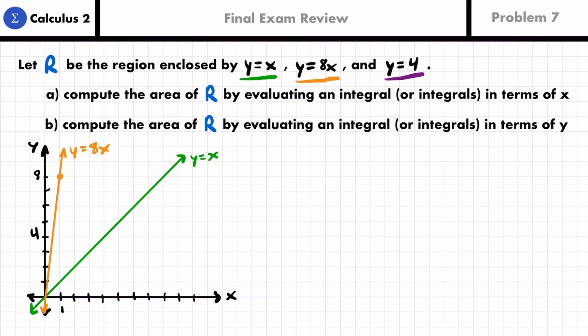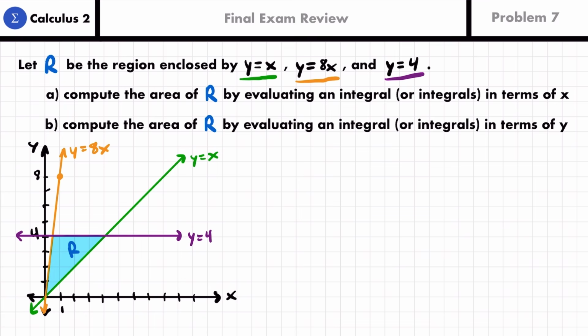And through that y value, we will have the line y equals 4. Okay, so that's y equals 4, which means that the region that we want to calculate the area of here is this region right in here, this triangular region that is enclosed by these 3 lines.